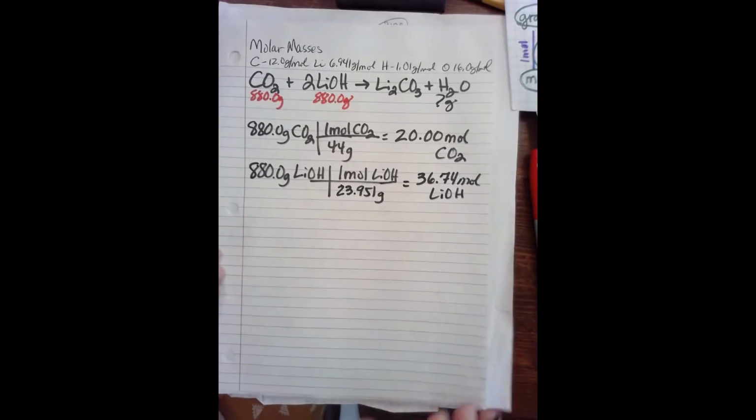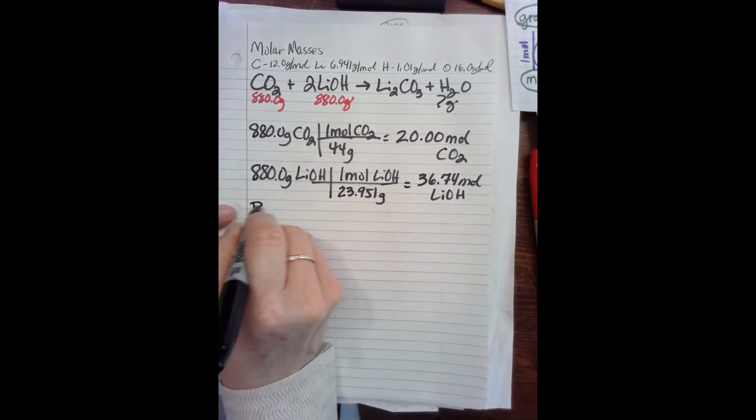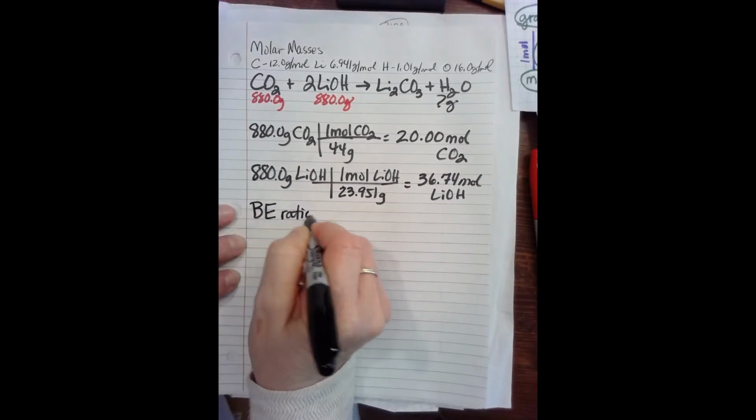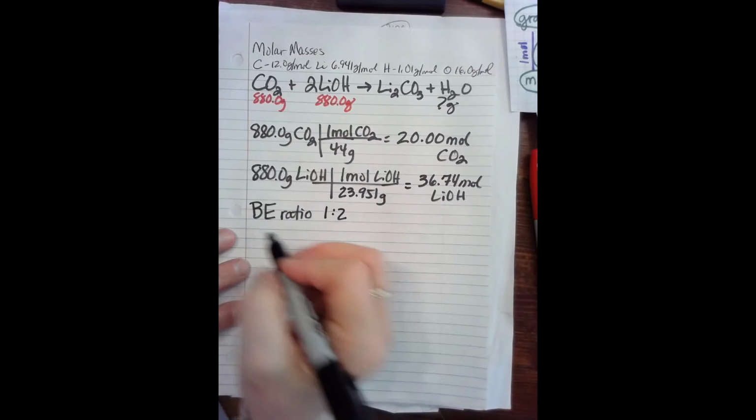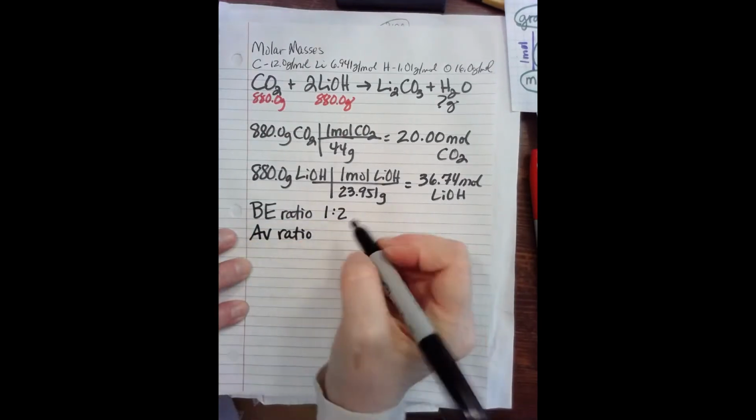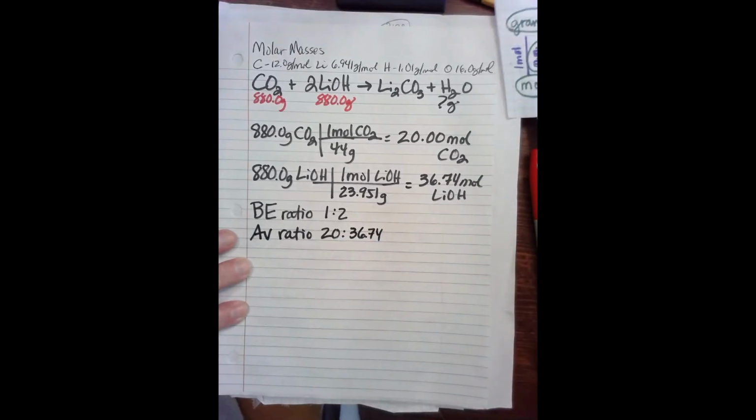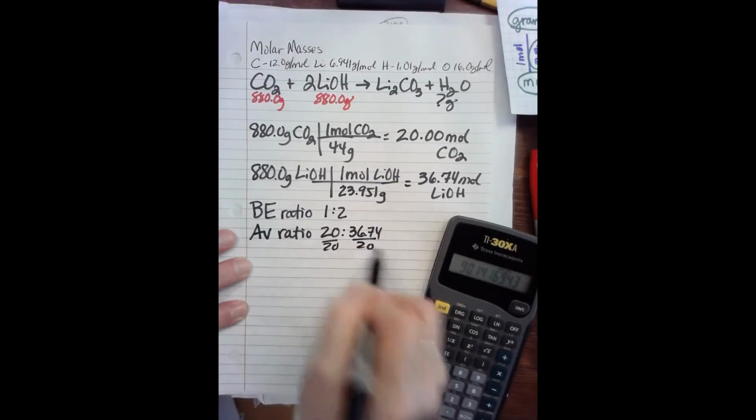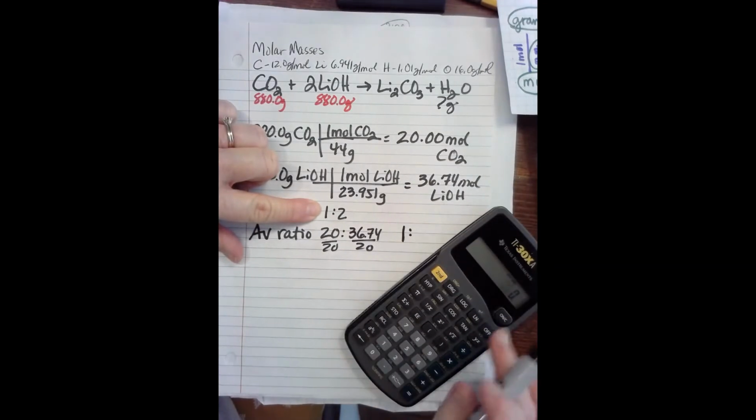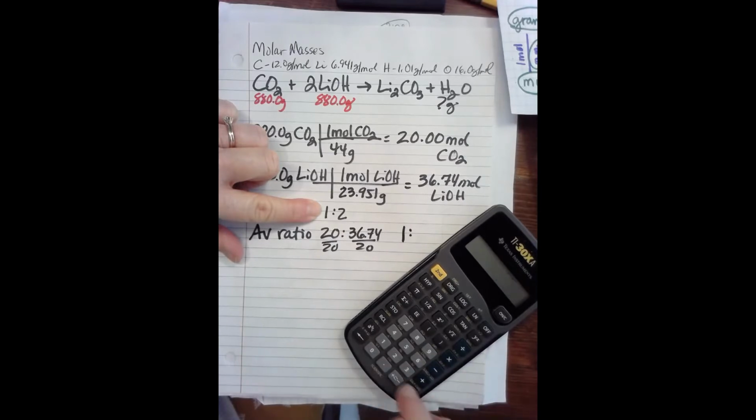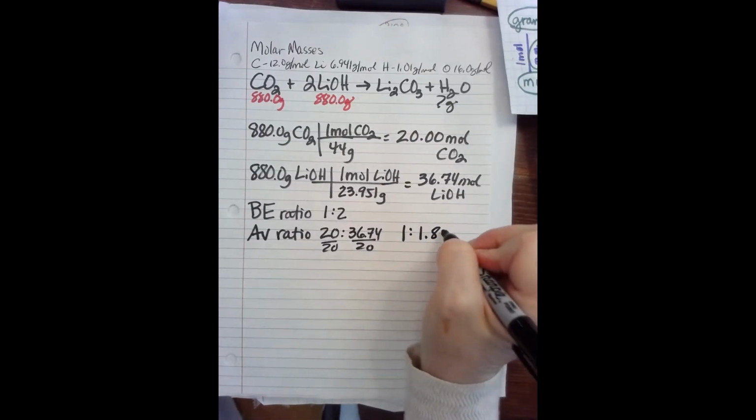All right. So now we are going to evaluate our ratios so that we can determine the limiting reactant. So the balanced equation ratio is 1 to 2. The available ratio is 20 to 36.74. All right, so I'm going to divide this, 20 divided by 20, to get this to something that looks similar to this. So this is going to be 1. So 36.74 divided by 20 is 1.84. I don't need any more, so I could say 1.84 for 1 and 2.